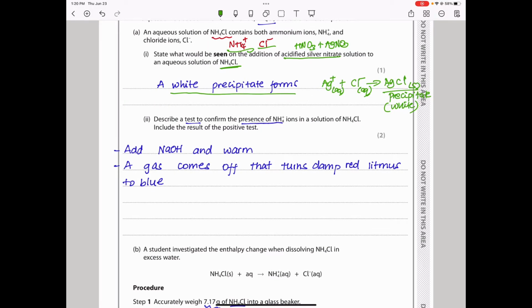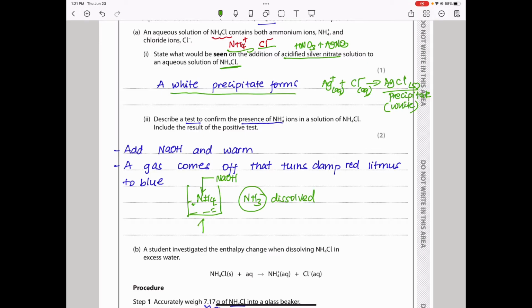The next part says, describe a test to confirm presence of ammonium ions in a solution of ammonium chloride. Include the result of a positive test. Now we know that if there is ammonium ion in a specific solution, you need to add sodium hydroxide. When you add sodium hydroxide, a reaction will occur inside that reaction vessel producing ammonia. However, this ammonia is going to be dissolved, or it will not be coming off as a gas easily.